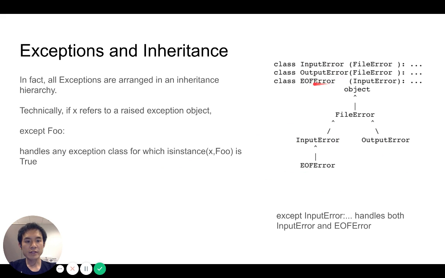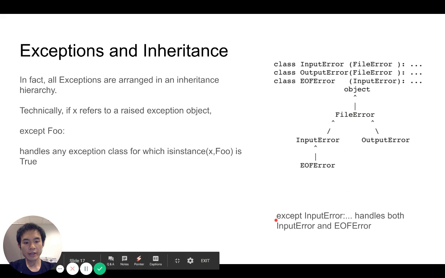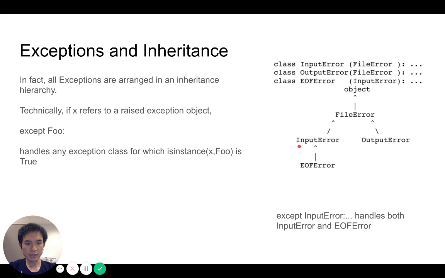So we have this object class and this base class, the Error class. All the other errors are derived from it. So if we write except InputError, it actually supports the handling of both InputError and EOFError, because EOFError and InputError are all derived from the InputError.